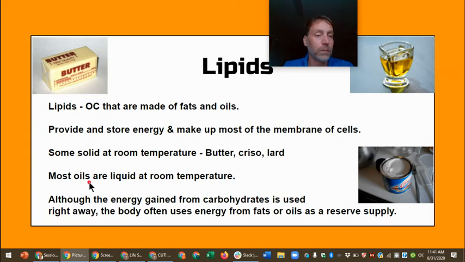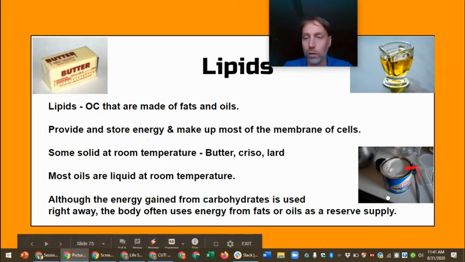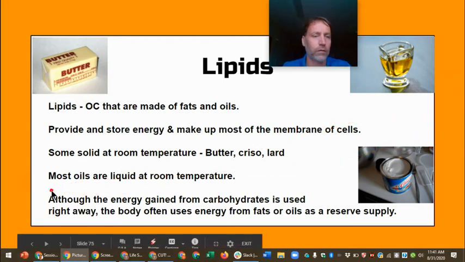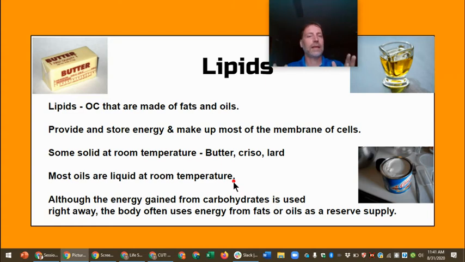Okay, so some lipids are solid at room temperature. Butter is one of those. Crisco, or animal lard, is another example that they're considered a solid at room temperature. I'll talk about that later. And then other types of lipids are liquid at room temperature. So I want you to think about oils, okay? So these contain lots of energy, okay? They can give us energy.